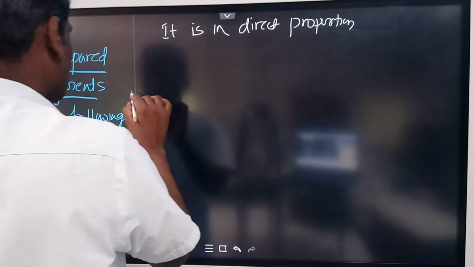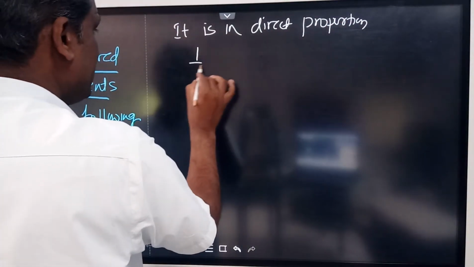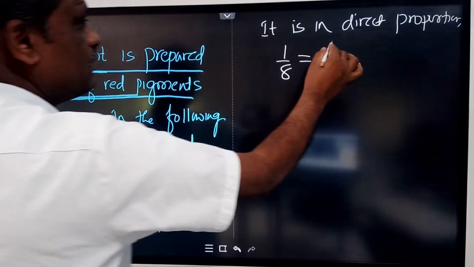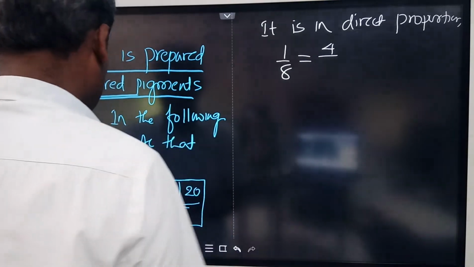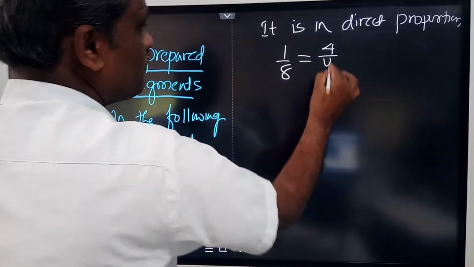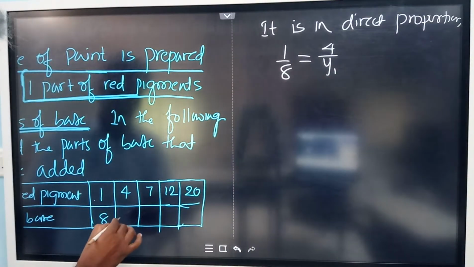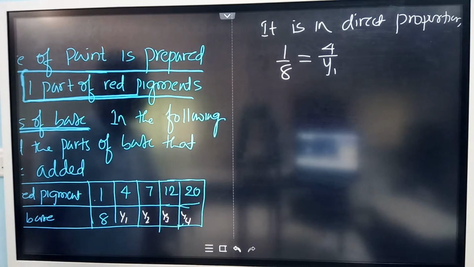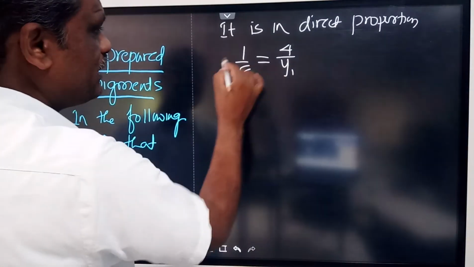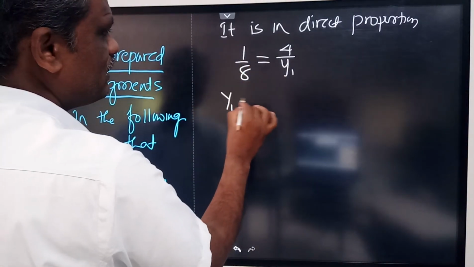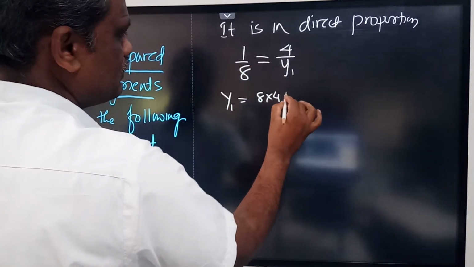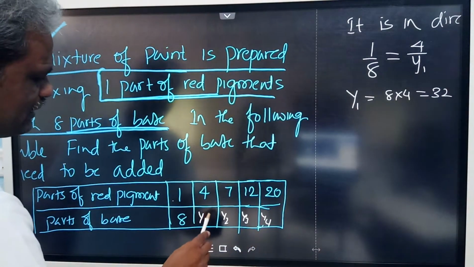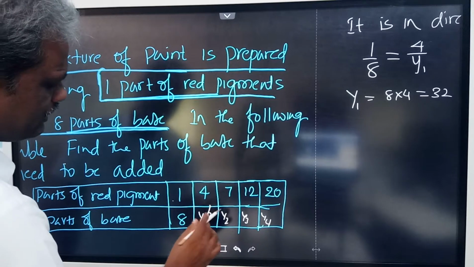So 1 by 8 is equal to 4 by, you can take this one as y1, 4 by y1. So you can call these y1, y2, y3, y4. Now cross multiply: y1 into 1, y1 is equal to 8 into 4, so that is 32. So y1 is 32.